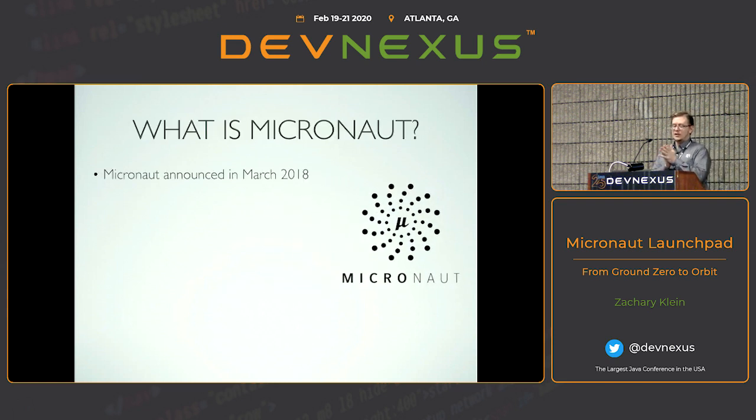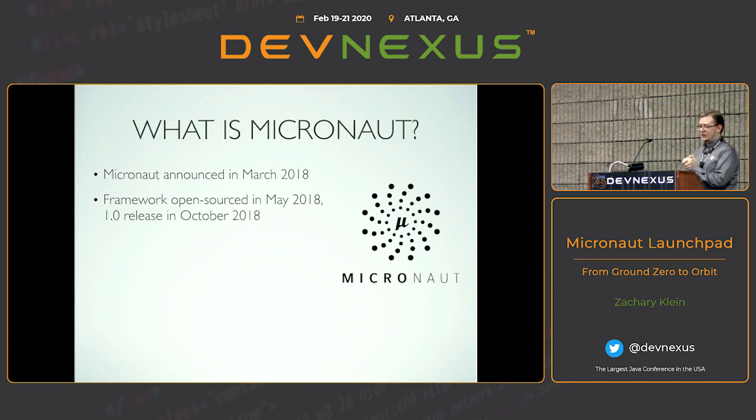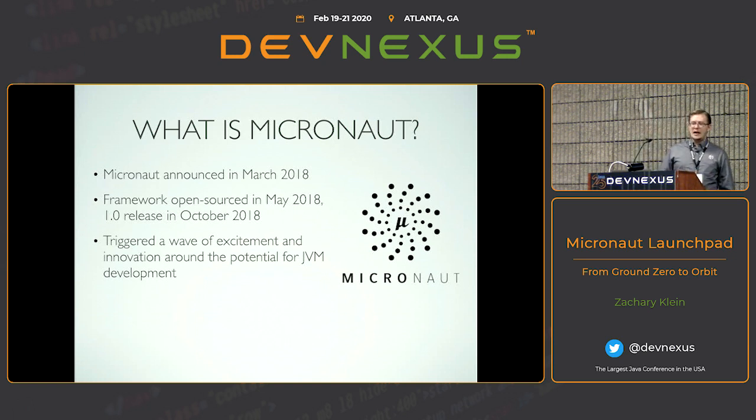So Micronaut was announced in March of 2018. It went open source later that year. We had a 1.0 release in October of 2018. And it really got a lot of people excited. And there's been a lot of discussion, a lot of innovation, a lot of interest in how can we make JVM apps more performant, have a smaller footprint, and be a better fit for the new, very cloud-centric development and production patterns that are developing.